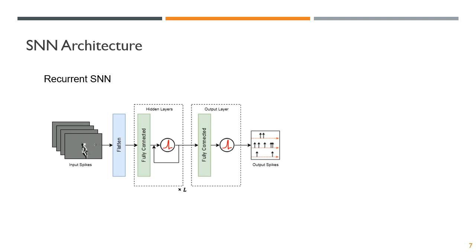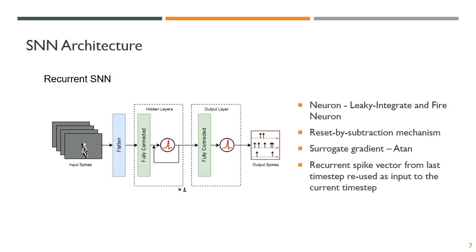Shown here is the recurrent architecture that we developed. It also uses the leaky integrate and fire neuron with the subtraction reset mechanism, but the gradient function used was the ATAN function.